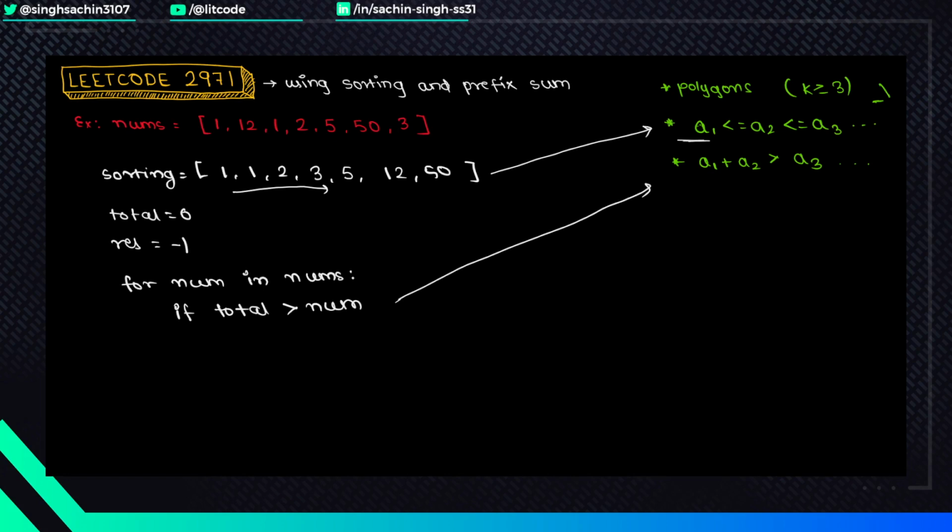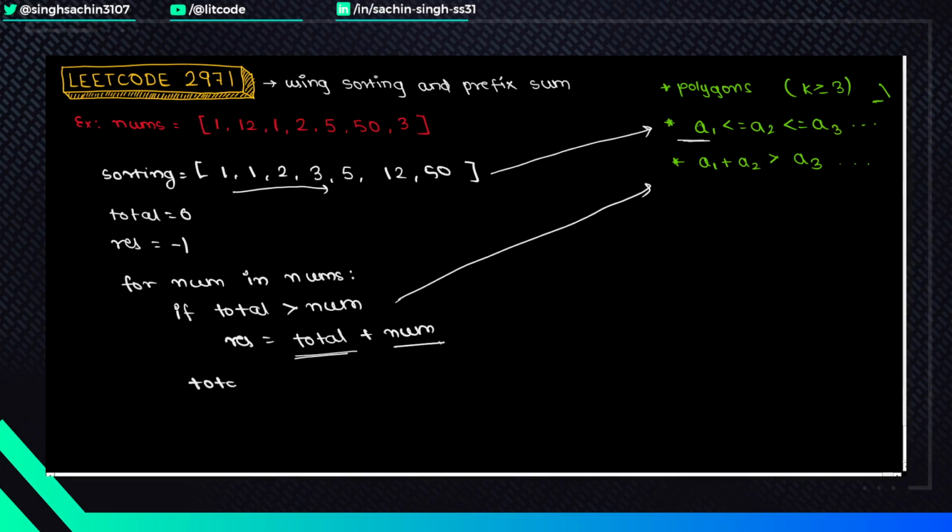if this condition gets satisfied, then of course we will update the result with total plus num, because in total we have the sum of all the other sides and num is the current, or I should say the largest, side. Okay, and in total we will just simply add num.